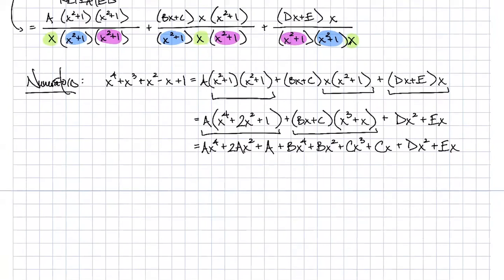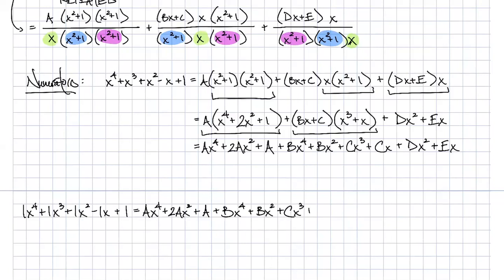So we get 1x to the fourth plus 1x cubed plus 1x squared minus 1x plus 1. That's the left-hand side. Equals ax to the fourth plus 2ax squared plus a plus bx to the fourth plus bx squared plus cx cubed plus cx plus dx squared plus dx.